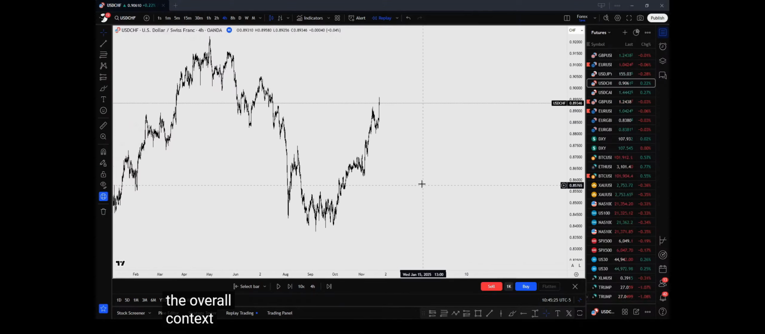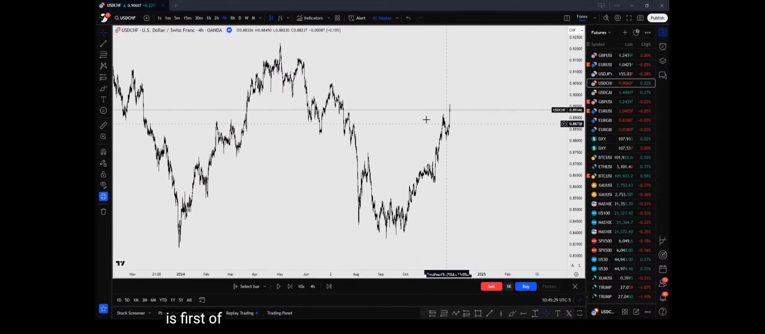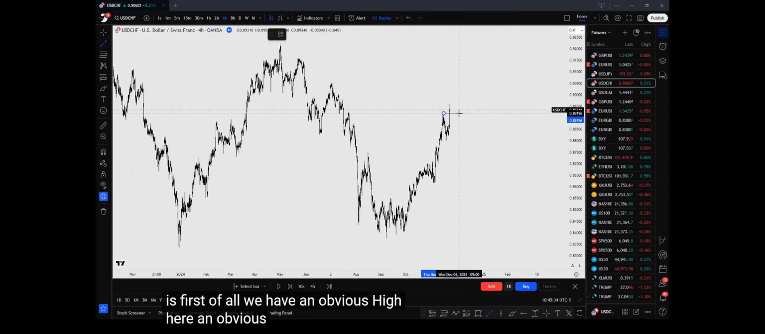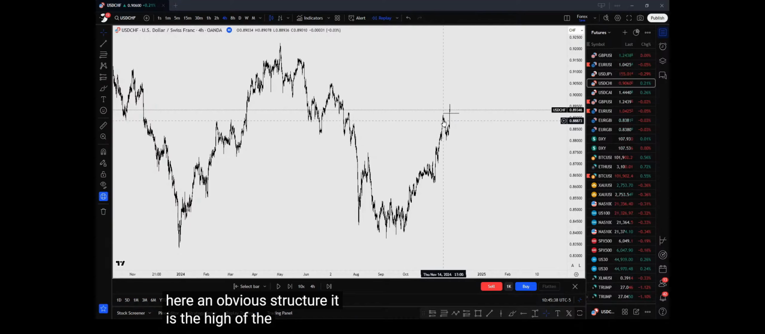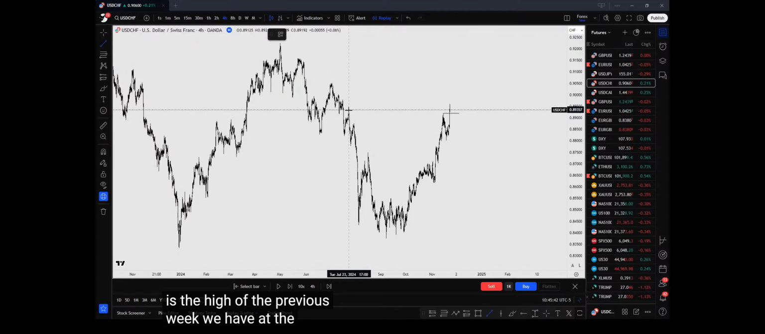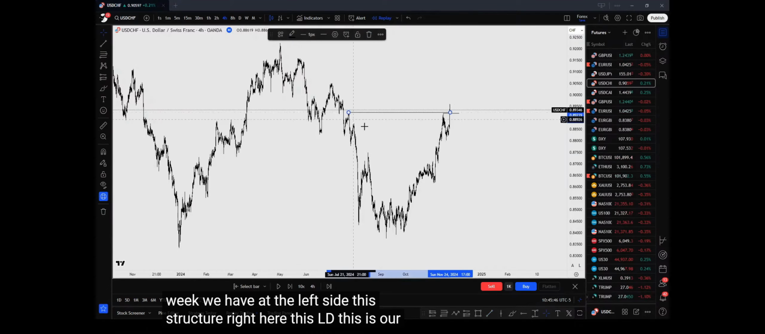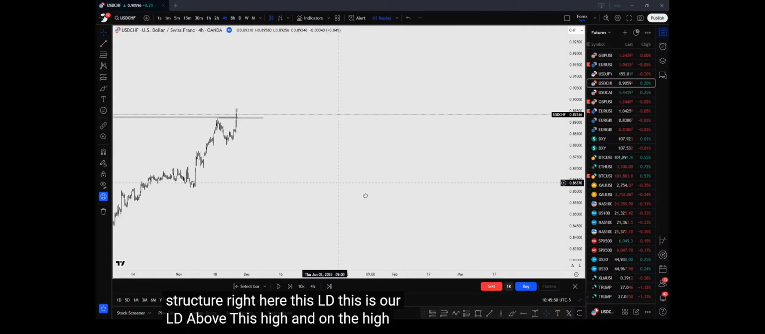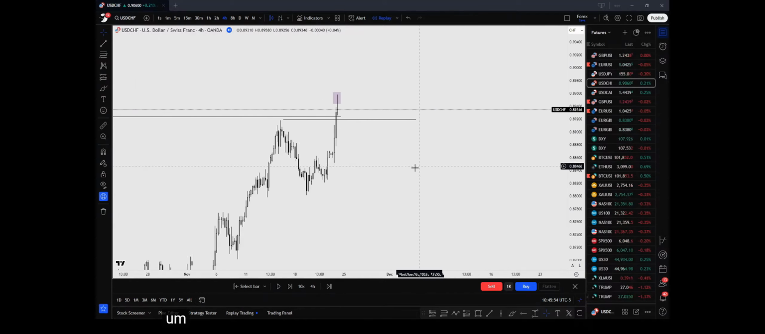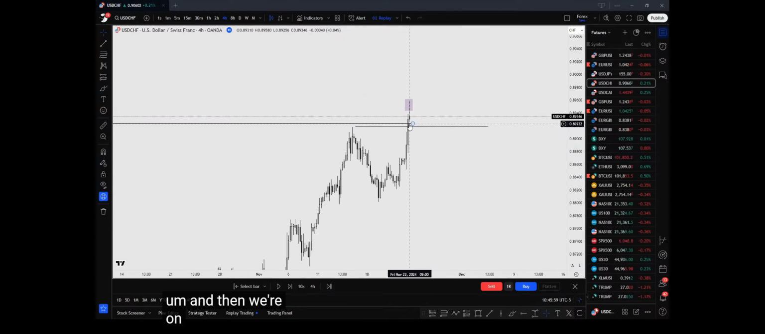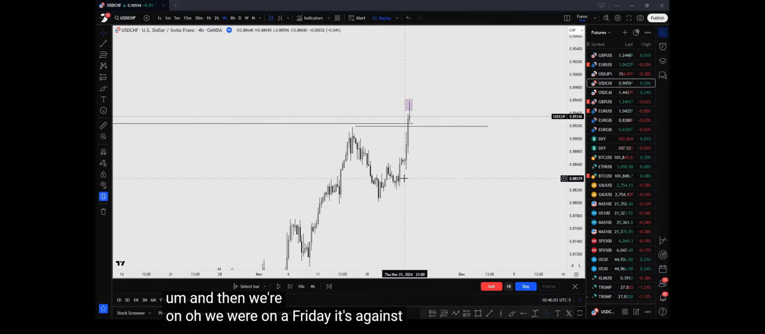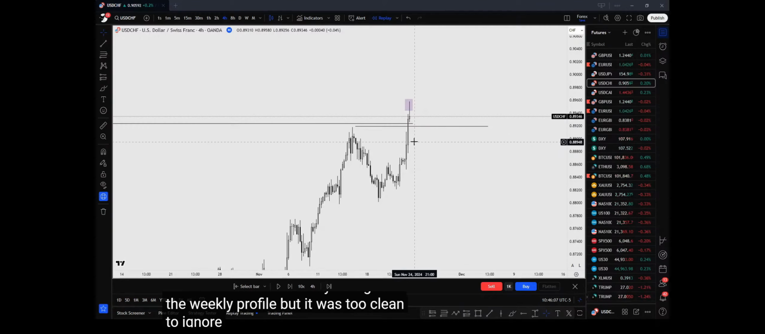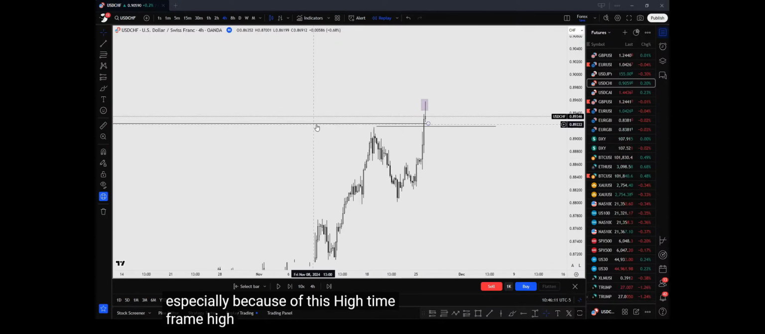The overall context is, first of all, we have an obvious high here, an obvious structure. It is the high of the previous week. On the left side we have this structure right here, this LD. This is our LD above this high, on the high time frame, of course. And then, oh, we were on Friday. It's against the weekly profile, but it was too clean to ignore. That's why I took it, especially because of this high time frame high and this LD.